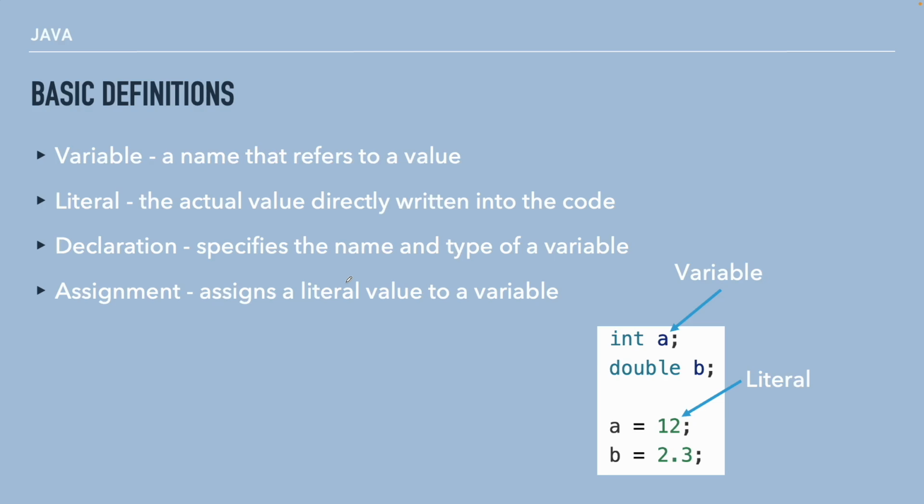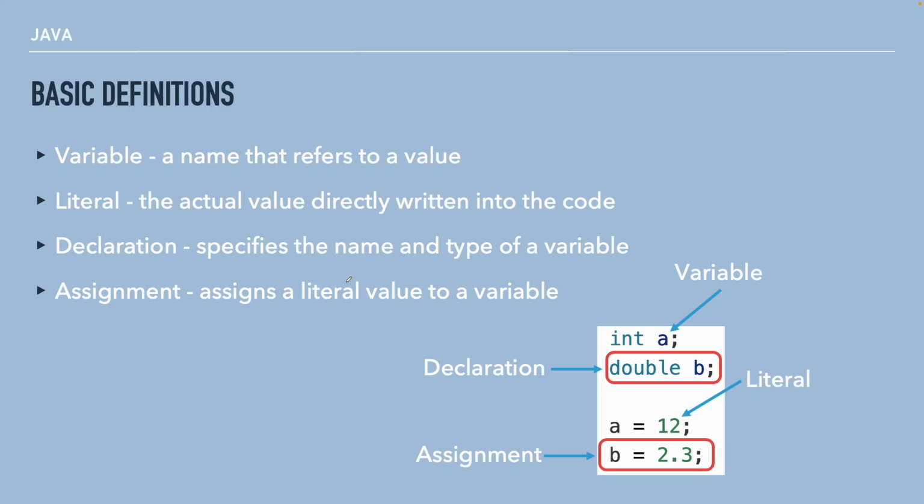Okay. Then literals are the actual numbers, the actual values. So the 12, the 2.3, these are all literals. And when you look at this entire line over here in the second line, this is a declaration. So what we're saying is b is a variable with the data type of double, and we'll talk about what that means later as well. And then the assignment happens later on when you say b is equal to 2.3. So now b will hold the value of 2.3.